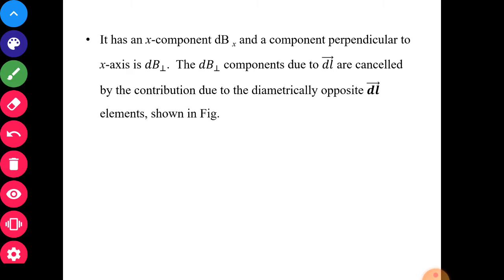Now the new thing is that it has an x component dBx and the other component is dB perpendicular, which is perpendicular to the x axis. The dB perpendicular components are cancelled out due to another dl on the opposite side of the dl which we have considered. So the contribution due to the diametrically opposite dl element, which is shown in the figure, cancels it out too.